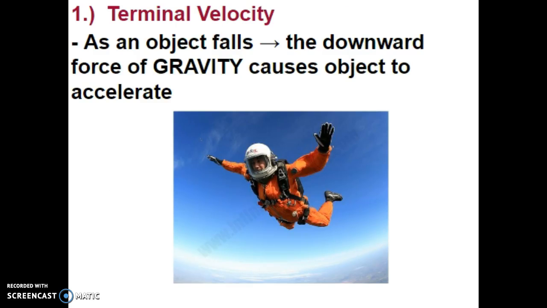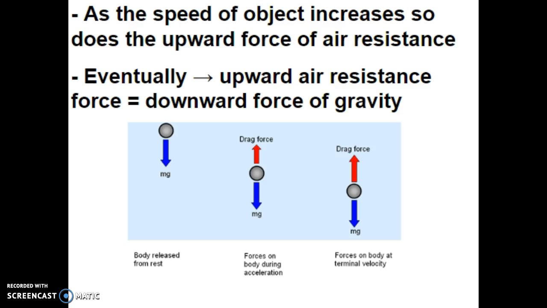If objects fall from a large enough height, eventually objects will fall while no longer accelerating. As an object falls, the downward force of gravity, of course, since that is a universal force, causes the object to accelerate. So as the speed of the object increases, so does the upward force of air resistance. The faster you travel through air, the larger the air resistance is on that object. And eventually, the upward air resistance will equal out to the downward force of gravity.